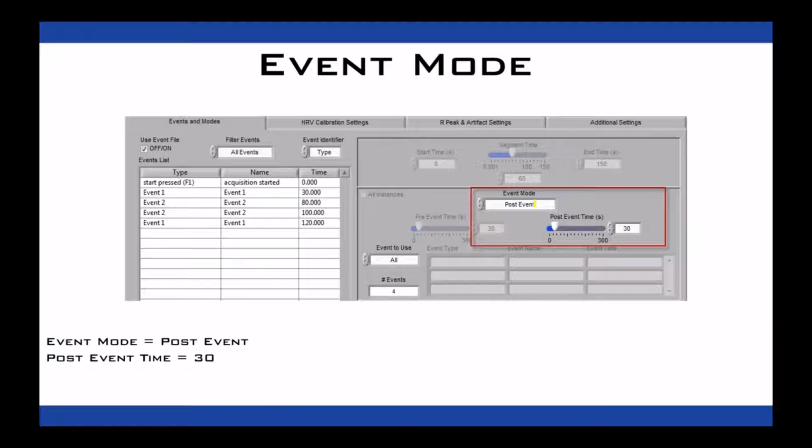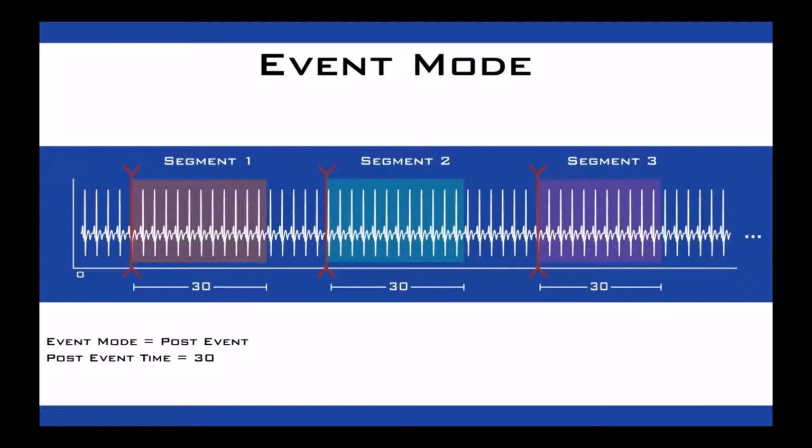Okay, next event mode we have is post-event. And this is very similar to the pre-event, and we've actually even chosen the same amount of time for this, which is 30 seconds. And I'll go ahead and show you what that looks like in the diagram. And again, very straightforward. Here's our events with the vertical red lines. And we have 30 seconds of data afterwards that we're looking at.